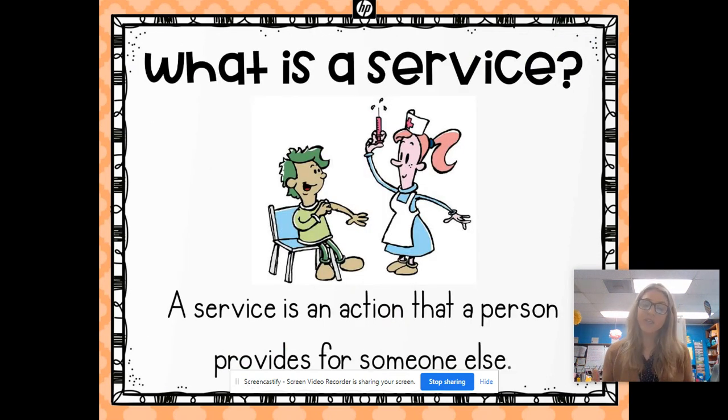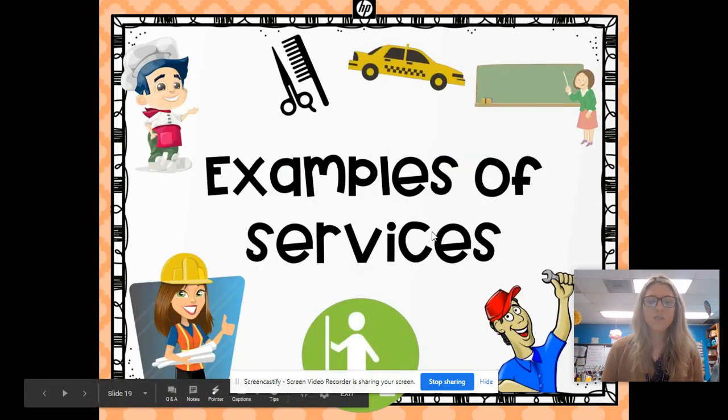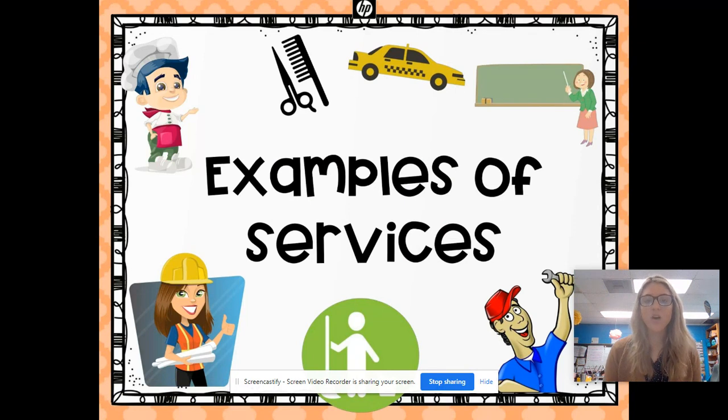Well, what is a service? A service is an action that a person provides for someone else. So, for example, we have a nurse who's helping someone who is sick. Some more examples of services are a teacher, a hairdresser, a chef, a construction worker, a taxi driver. Those are all services. Can you guys think of another service? Go ahead and write that on your paper if you can.